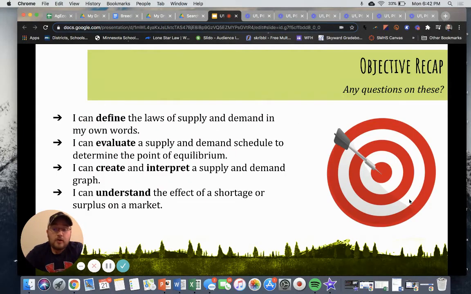Okay, so let's review these learning targets real quick. I moved pretty quickly through these slides, so just make sure that we're all on the same page. Hopefully by now, you can define the laws of supply and demand in your own words. You can evaluate a supply and demand schedule to determine the point of equilibrium. Again, that is when supply and demand are equal. You can create and interpret a supply and demand graph. And lastly, you can understand the effect of a shortage or surplus on a market. If you have any questions on this, please feel free to let me know.